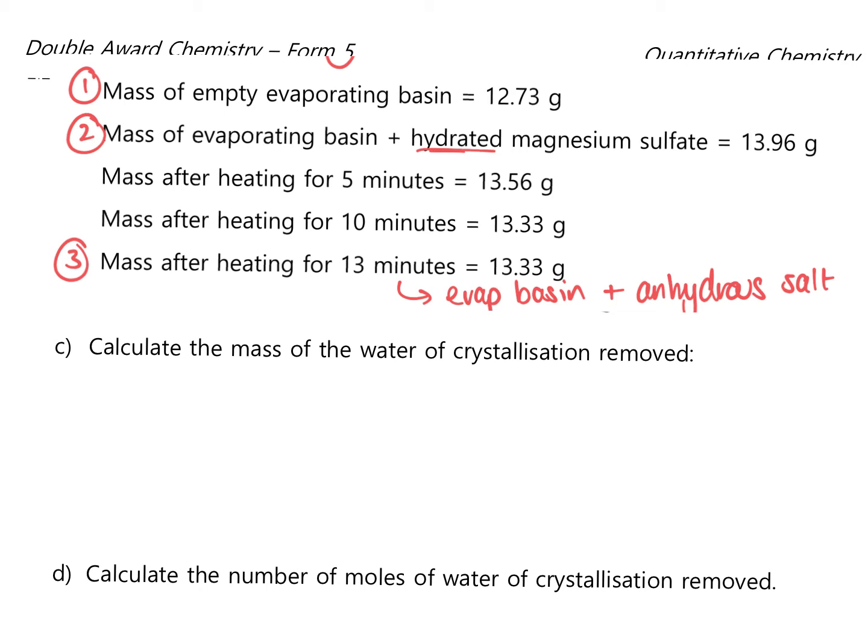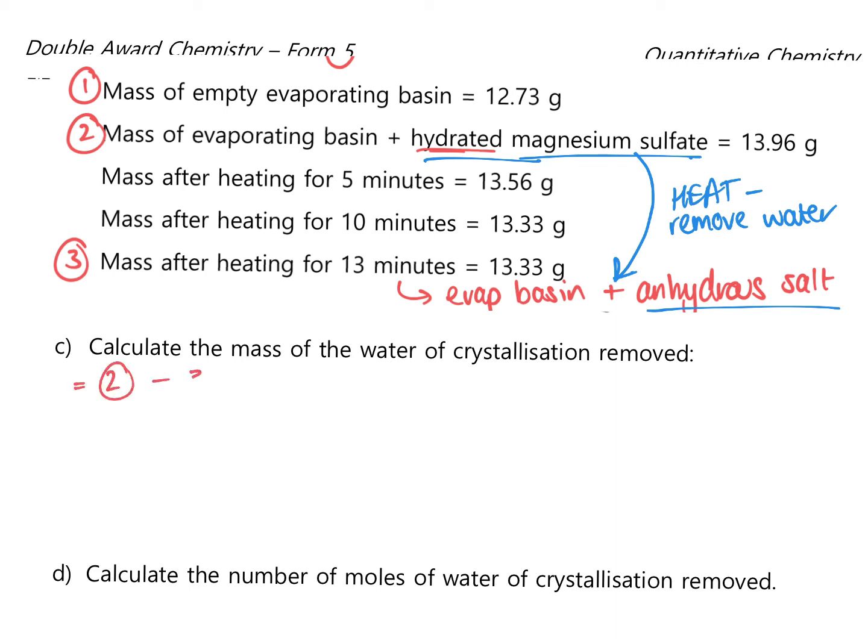Well, if you think what is happening between value 2 and value 3 is that we're heating. You can write this in the previous page if you want to. You're essentially removing the water. Because think about what value 2 is. That's evaporating basin plus hydrated magnesium sulfate. Value 3 is evaporating basin plus the anhydrous salt. So the difference between the two is going to be the water that has been removed. So you can actually do this directly by doing value 2 minus value 3.